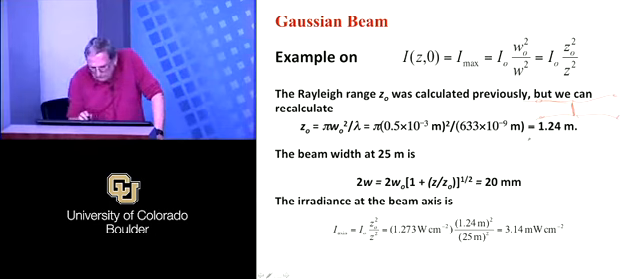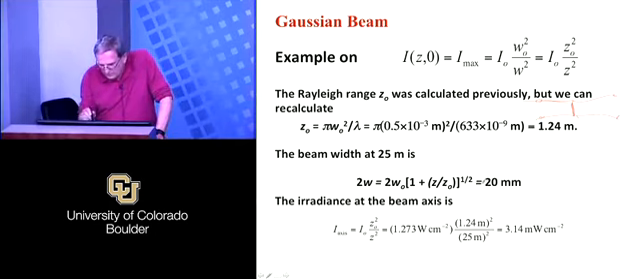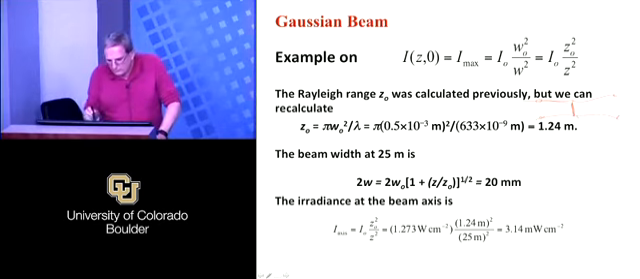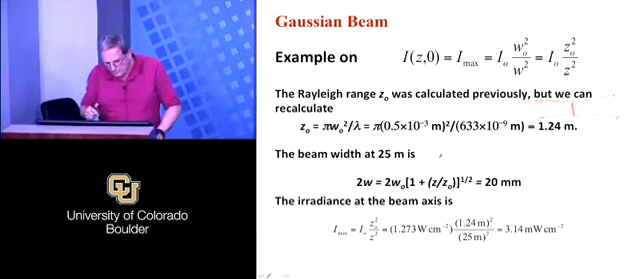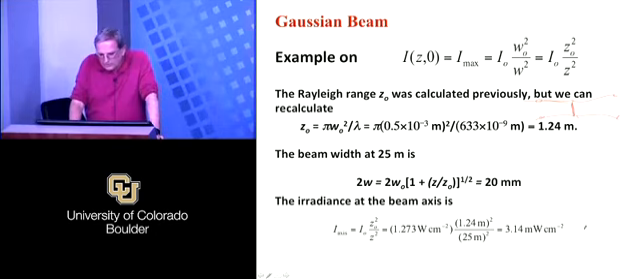If you have a meter Rayleigh range, because that angle is about a microradian, well, again, you'd expect about 20 millimeters if you go out 25 microns at that microradian angle. And again, the irradiance at the beam axis going out there is about 3 milliwatts per centimeter squared. So it's very, very, well, it's low. It's not low compared to eye safety.